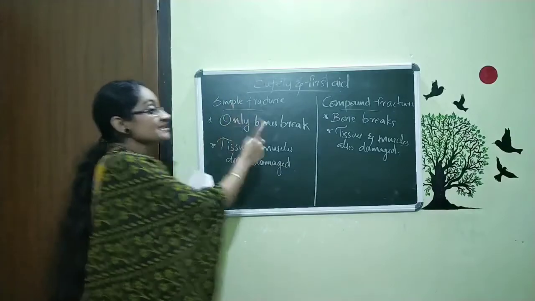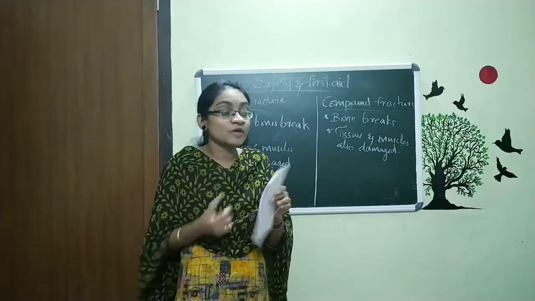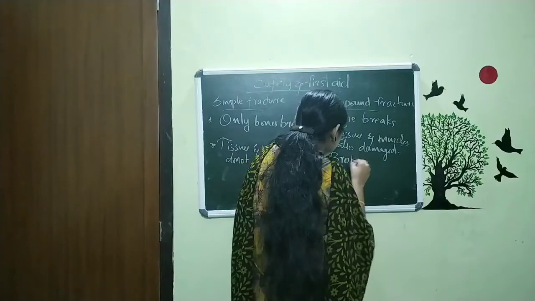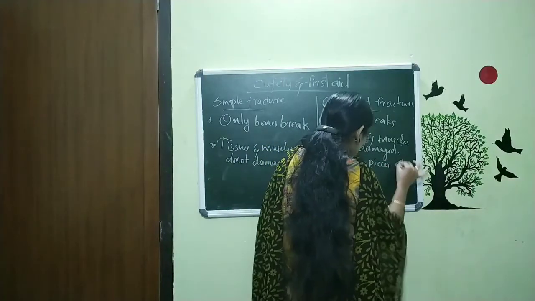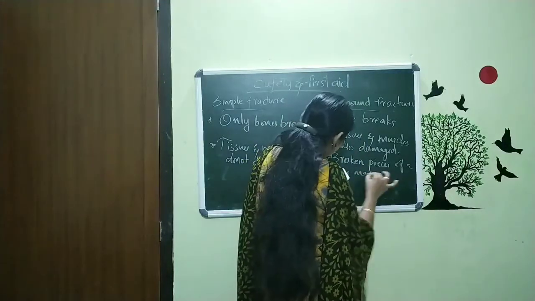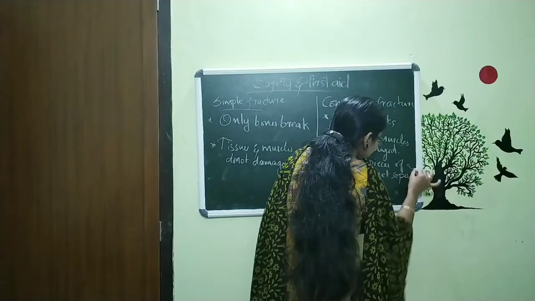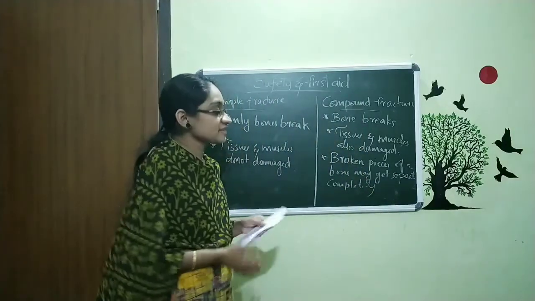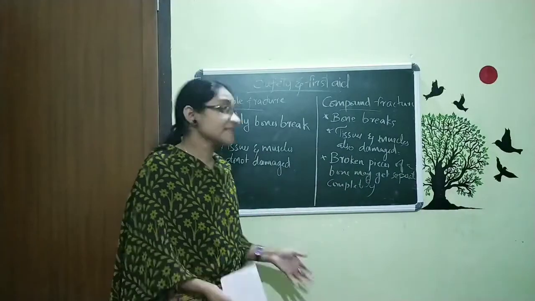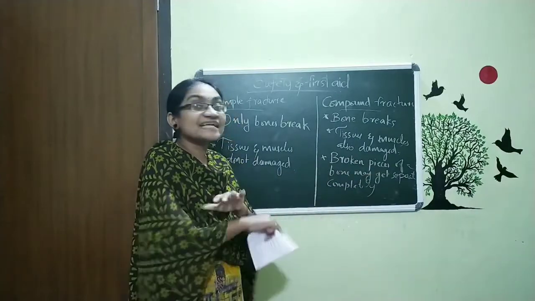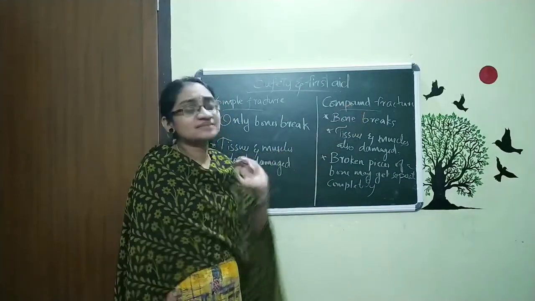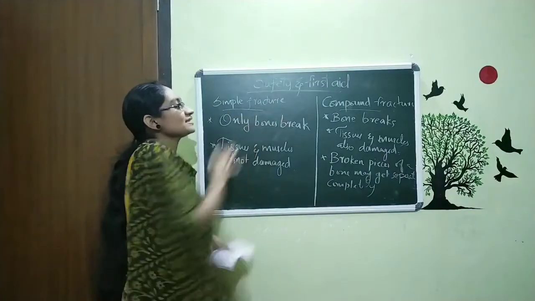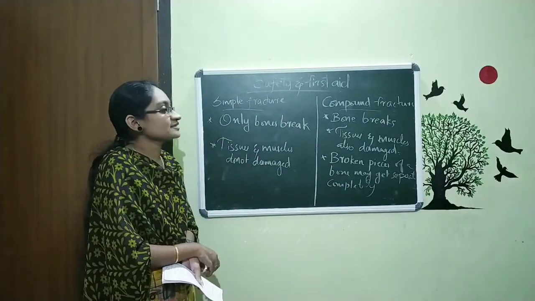And sometimes in a compound fracture, the broken pieces of bone may separate completely. We are not saying that the broken pieces always separate. In some cases, the broken pieces of bone do separate. That means a compound fracture is something complex, while the other is something simple. So, this is about the simple fracture and the compound fracture.